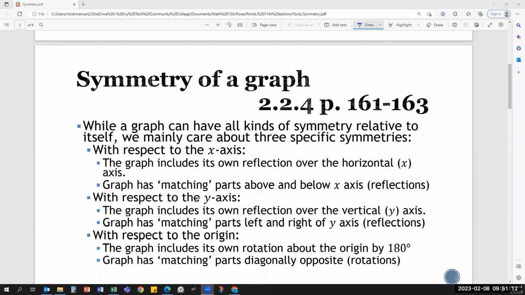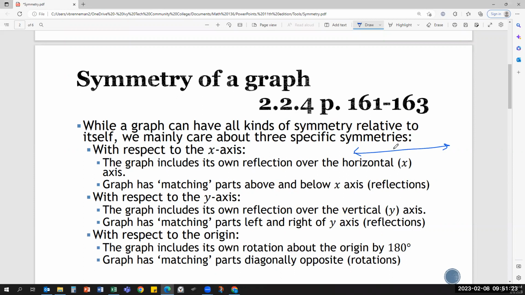Symmetry with respect to the x-axis means the graph includes its own reflection over that horizontal x-axis. You can think of the x-axis as like a water surface: whatever the graph is doing above, it's matching below. Any point above the x-axis has its corresponding point below the x-axis, with the same x value and opposite y values.